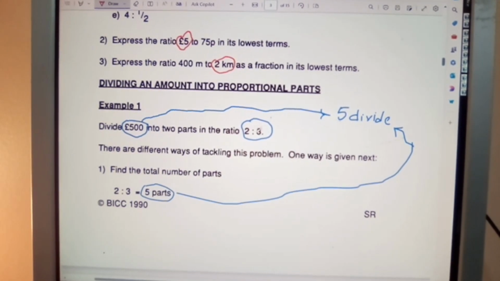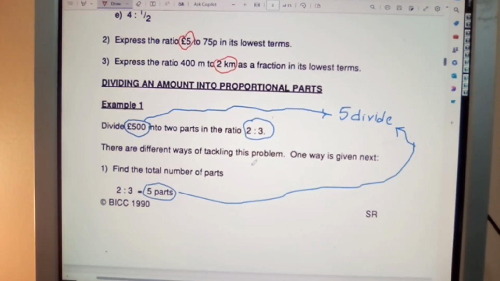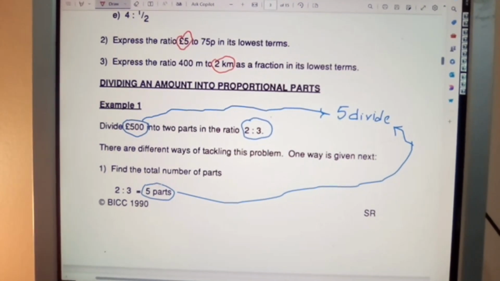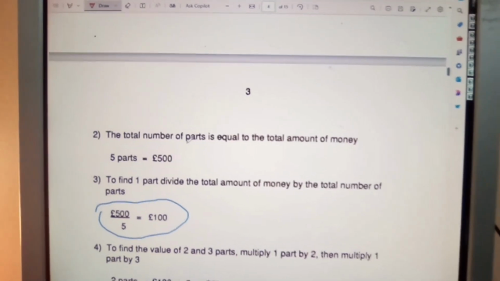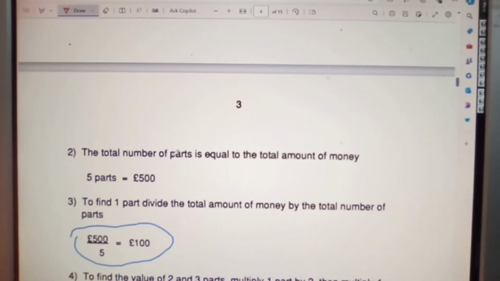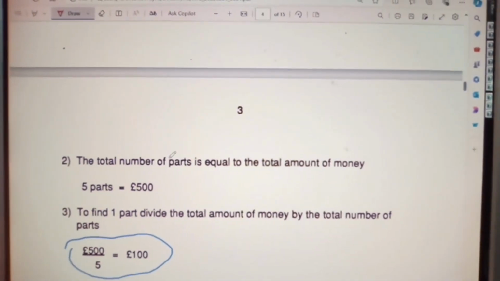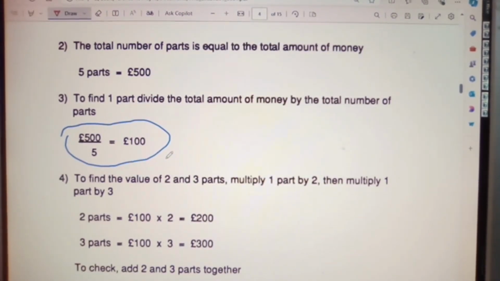Now why 5? Because 3 plus 2 is 5. There are different ways of tackling this problem. One way is given next. Find the total number of parts. Okay, so you can see that. Now let's go down. You can see that 5 parts equal 500. Therefore, we've simply divided by 5.